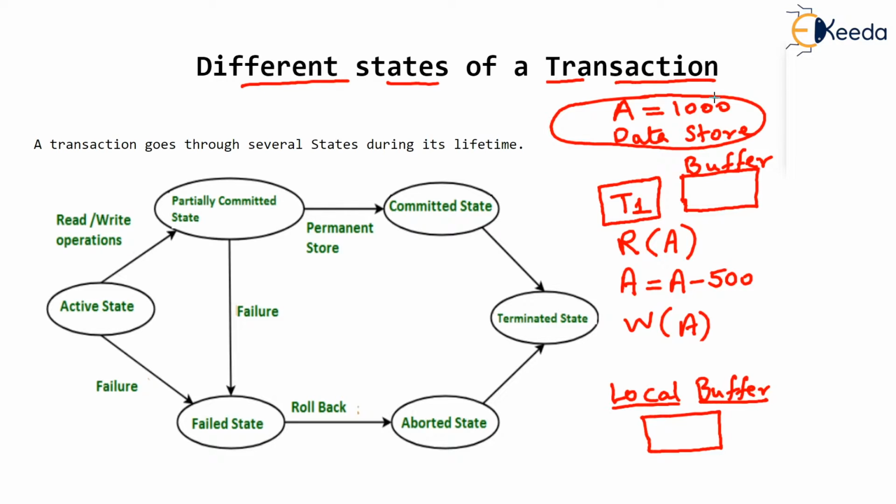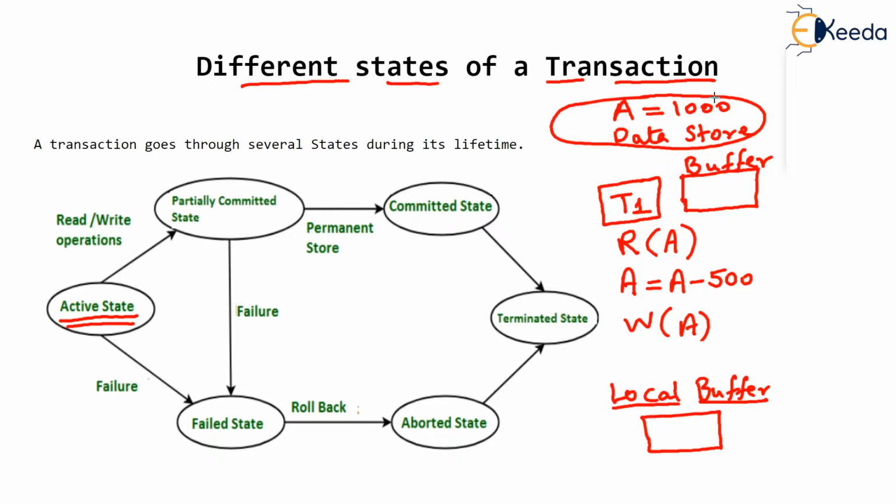So what are the states of the transaction? The first we will see is active state. Active state is such a state in which the transaction is executing. I repeat, active state means the transaction is in action right now. So some operations, some statements of the transaction are right now executing.